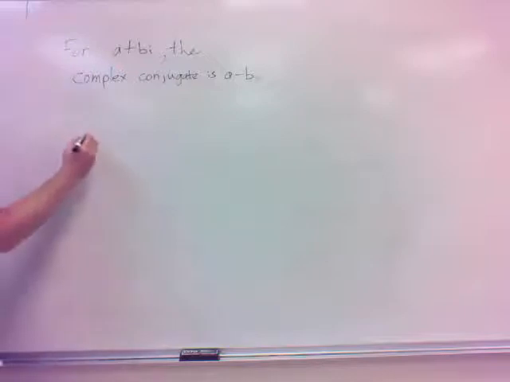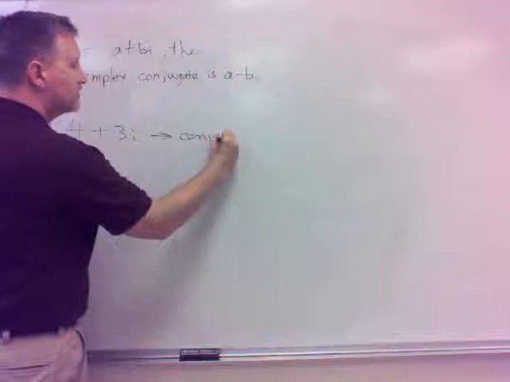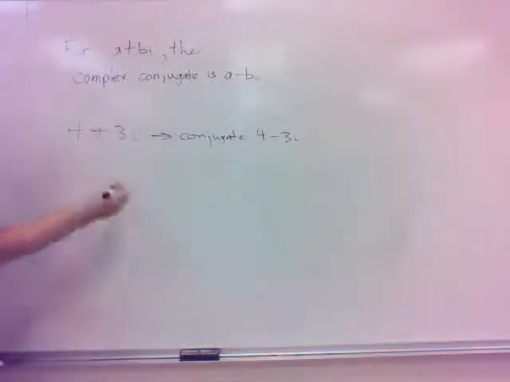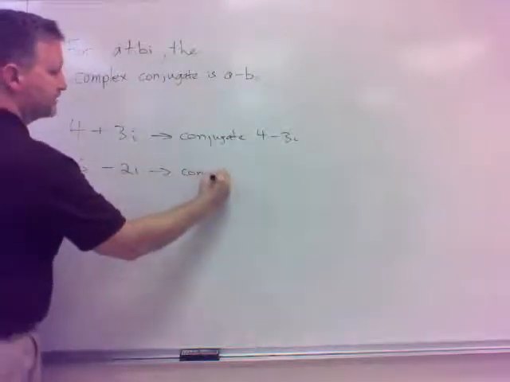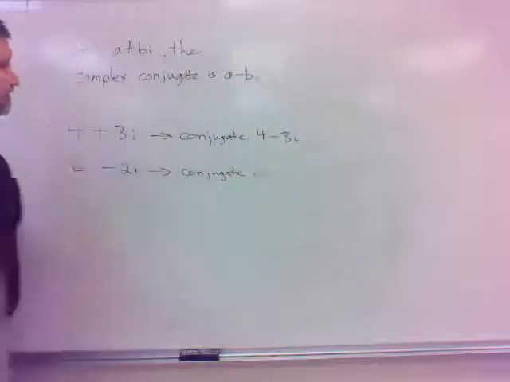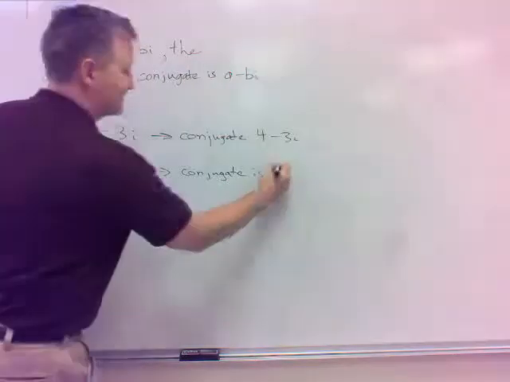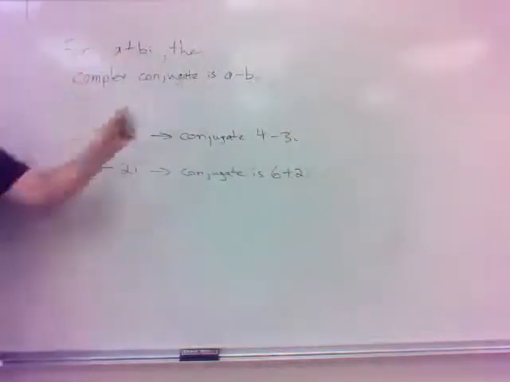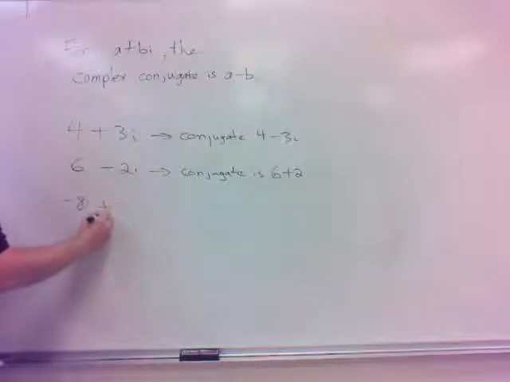So if we're talking 4 plus 3i, what's its conjugate? 4 minus 3i. Now, if I have 6 minus 2i, what about that one? Well, since I've got the minus, I change it to plus. 6 plus 2i. So the example is plus to minus, but if it's a minus, it goes to plus. You see that. Now, what if it's negative 8 plus 7i?